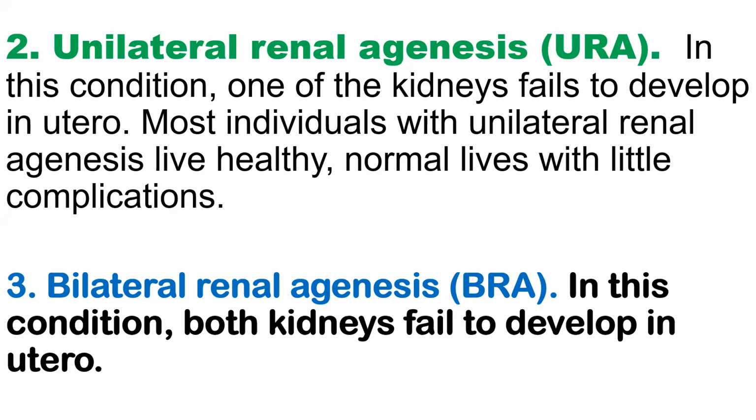In the exam, if I ask you to write the differences between unilateral renal agenesis and bilateral renal agenesis, you can write that in unilateral, one of the kidneys fails to develop in utero, whereas in bilateral, both kidneys fail to develop in utero. So this is a very severe case. Do you understand the differences between unilateral and bilateral? Yes, ma'am. Okay, let us move on.